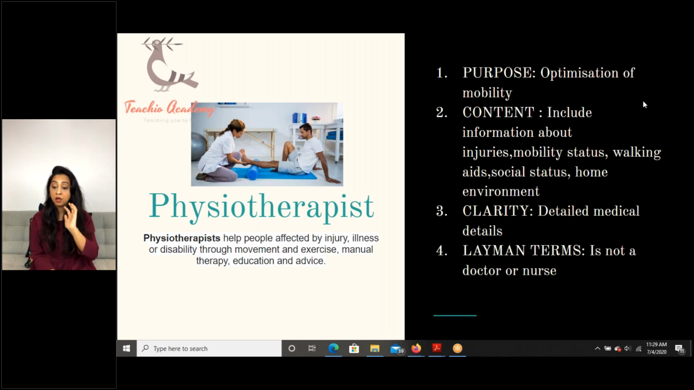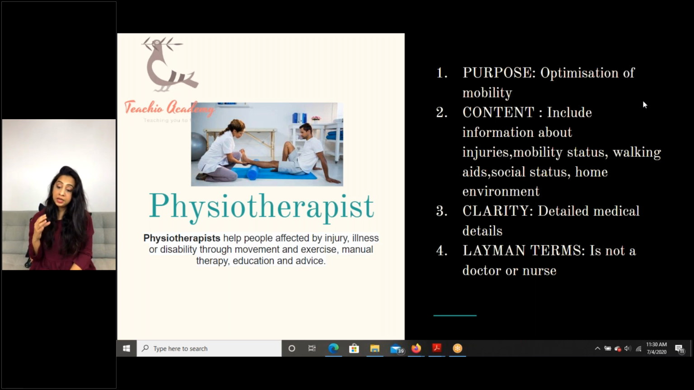Social status. If someone lives alone or has recently divorced, or they've recently lost their partner, that's going to be important for the physiotherapist, because perhaps the partner could have helped them before with moving about the house, but now they've got no one at home. So if you were writing a letter to perhaps a cardiologist, they won't really need to know about all of this, about their marital status or whether or not they live alone. But definitely a physiotherapist needs to know this. Okay.